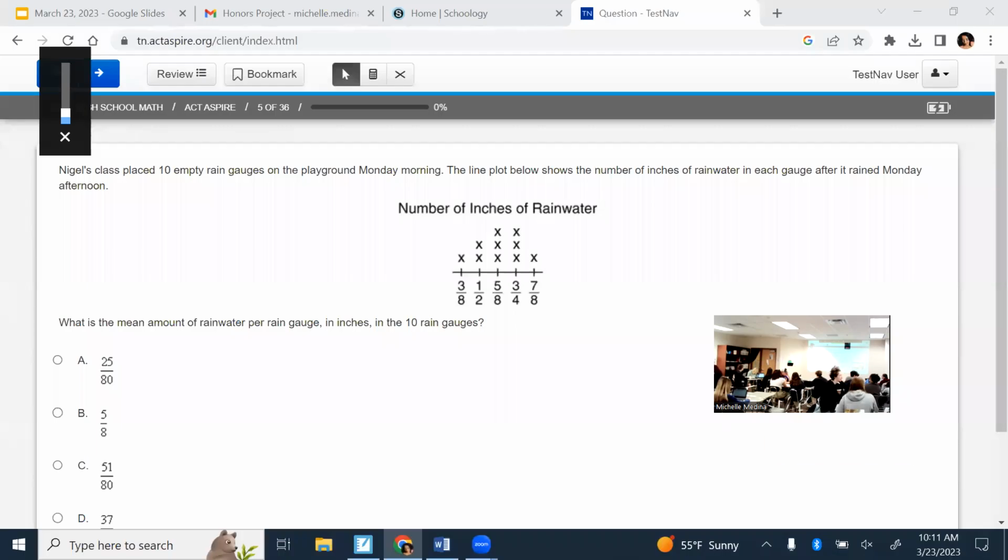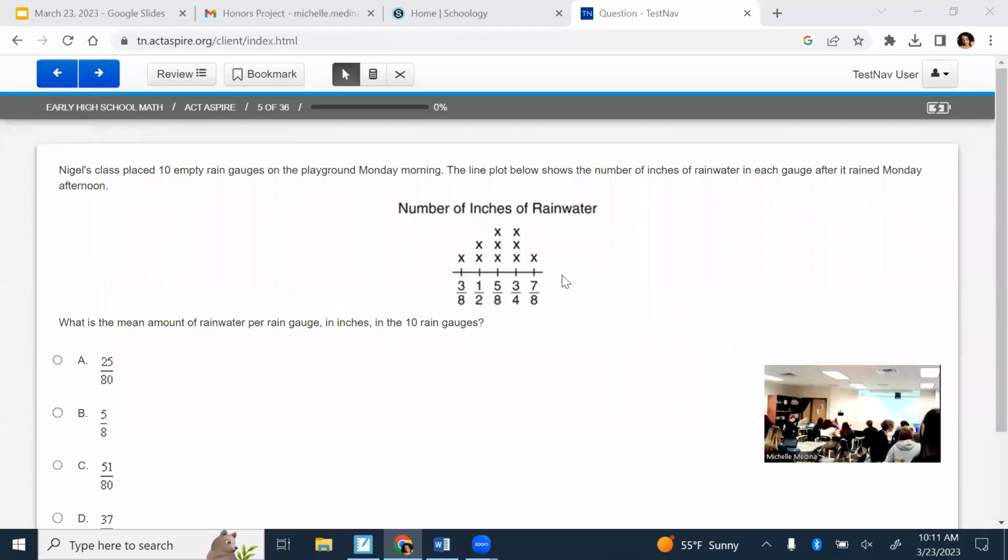But if you got number 5 wrong, then honestly, write everything that we're writing, including a sentence to summarize how we solved it. So we have: Nigel's class placed 10 empty rain gauges on the playground Monday morning. The line plot below shows the number of inches of rainwater in each gauge after it rained Monday afternoon. And it says, what is the mean amount of rainwater per rain gauge in inches in the 10 rain gauges?